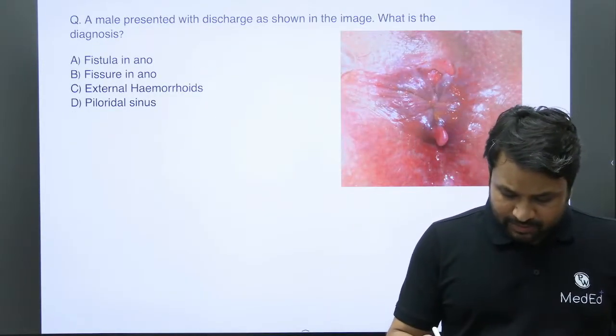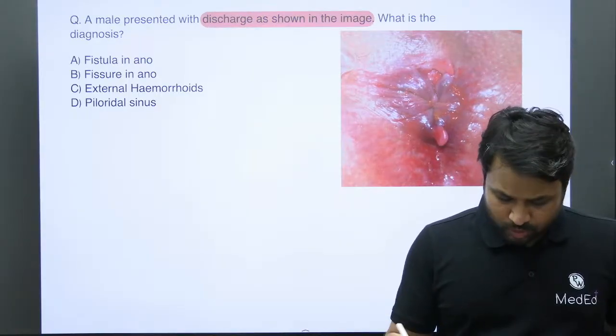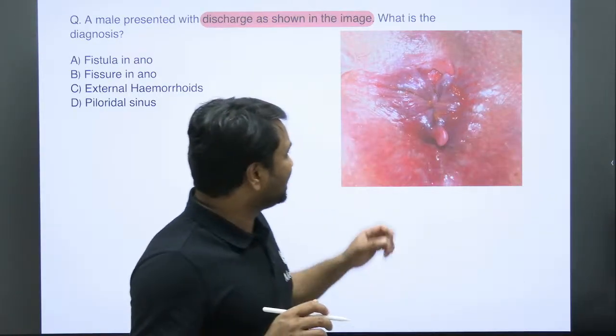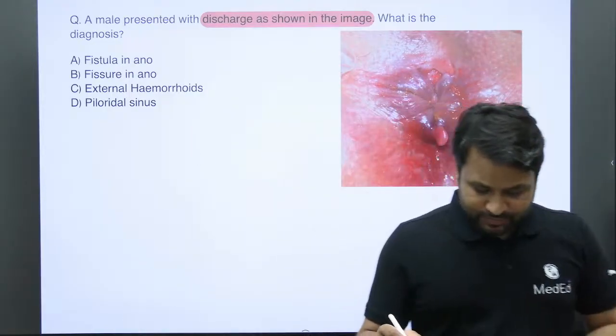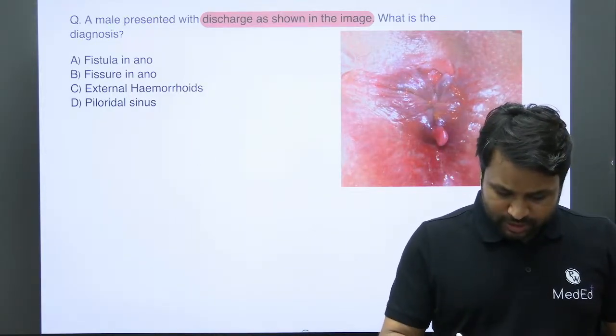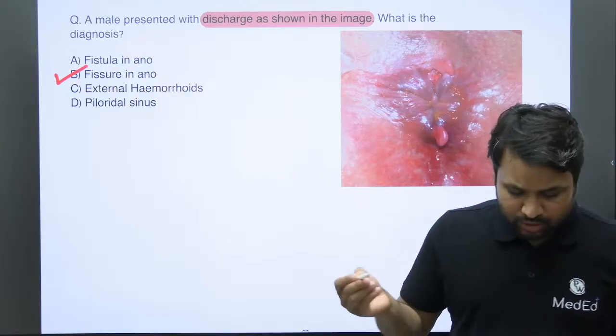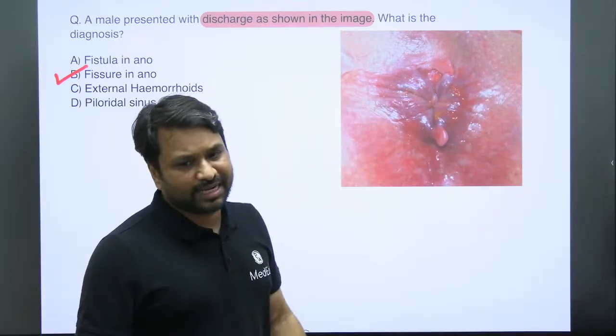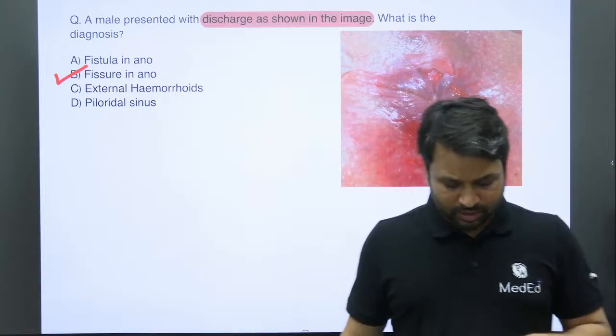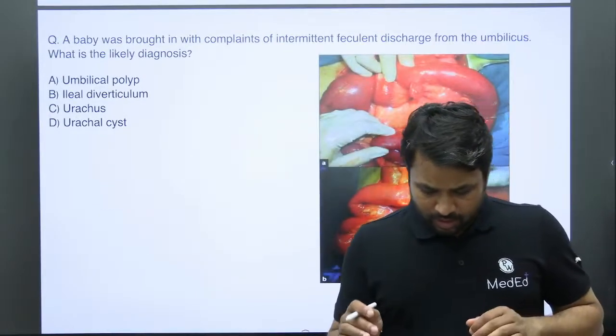A male presented with discharge as shown in the image. What is the likely diagnosis? Now you can see there are fissures present and a sentinel tag is present. So this is fissure in ano. It is not fistula in ano. Fissure is a longitudinal ulceration, and the skin tag that is present is called a sentinel pile, which is usually seen here.